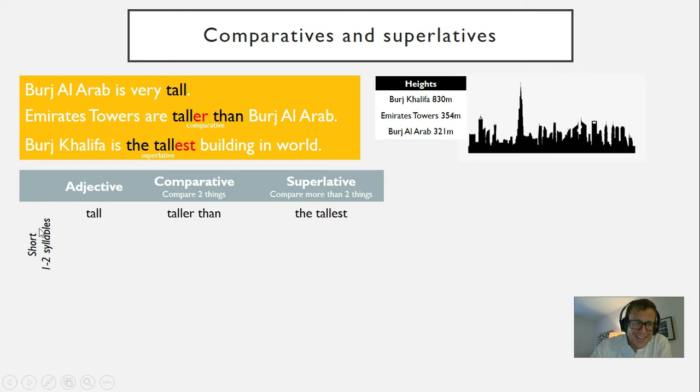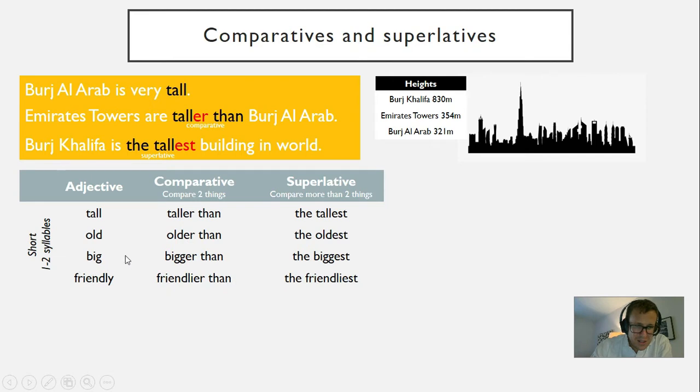Now tall is a short adjective. It's only one syllable, tall, one sound. Here are some other examples: old, big, friendly. Friendly is two sounds, two syllables, but it's still short. So we still say older than, the oldest, bigger than, the biggest, friendlier than, the friendliest.